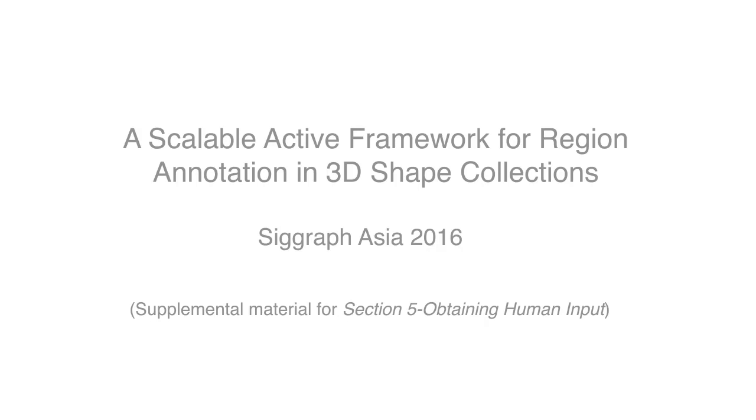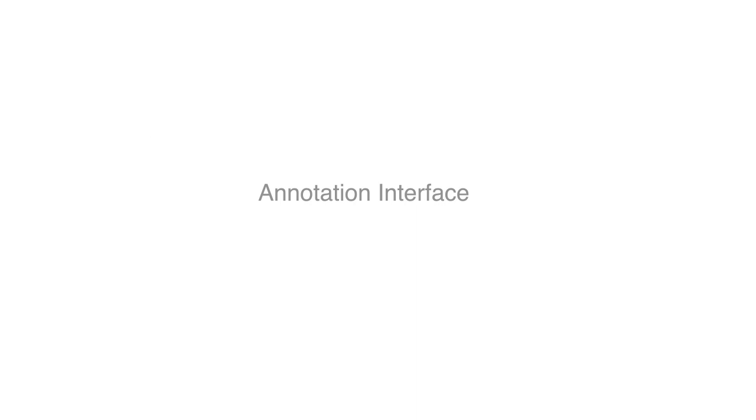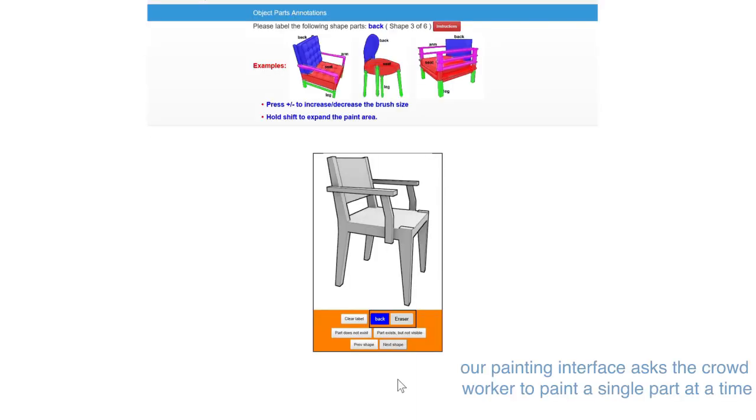In this video, we describe the user interfaces for obtaining human input. We first show our annotation interface. Our painting interface asks the crowd worker to paint a single part at a time.